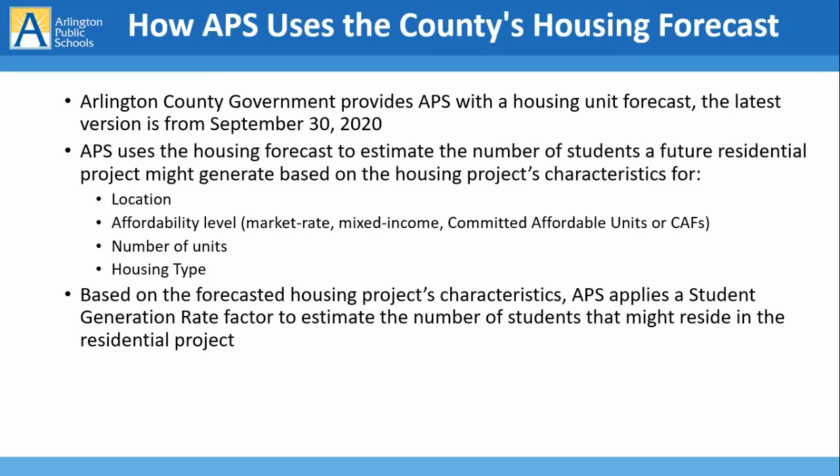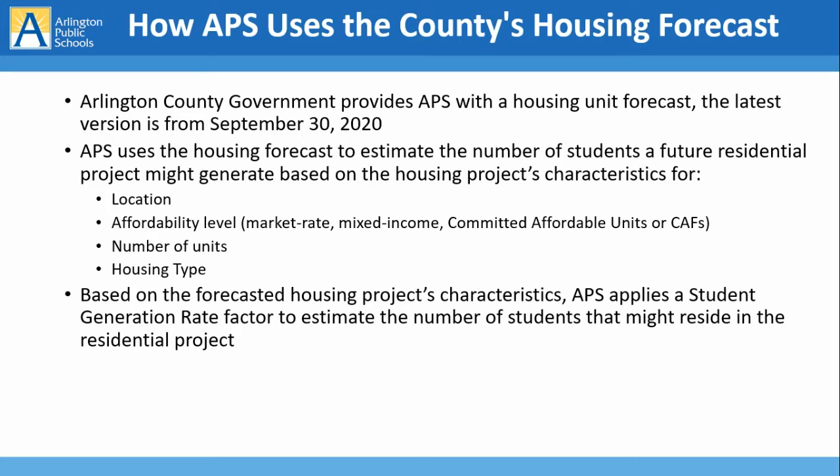So that's why we rely on our Arlington County government's planning department to furnish us with that housing unit forecast information. So APS uses that housing unit forecast to estimate the number of students from future residential projects. And we base this estimate of future students on the characteristics of those future housing units as provided by the county. So, the one thing that's important is the location. So we get information on the location of the project, the affordability level, because different affordability levels impact on average how many students are generated by different types of projects.